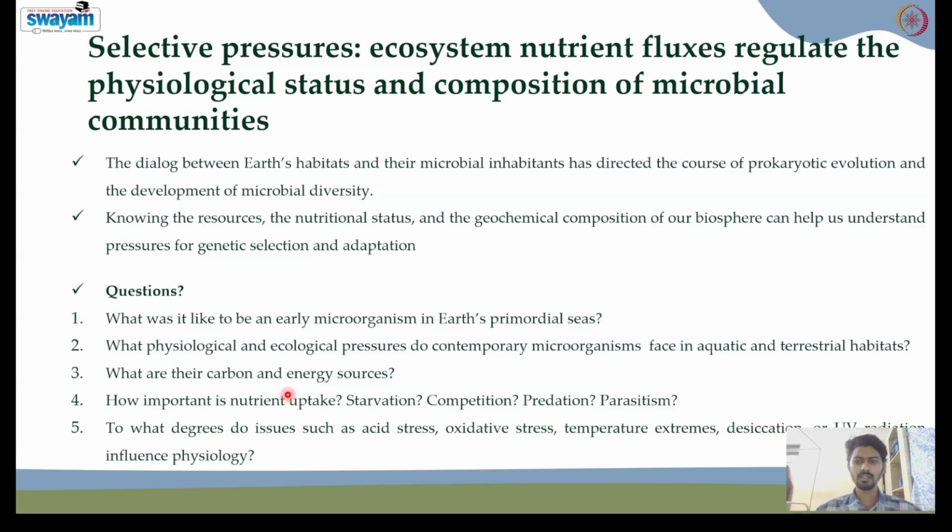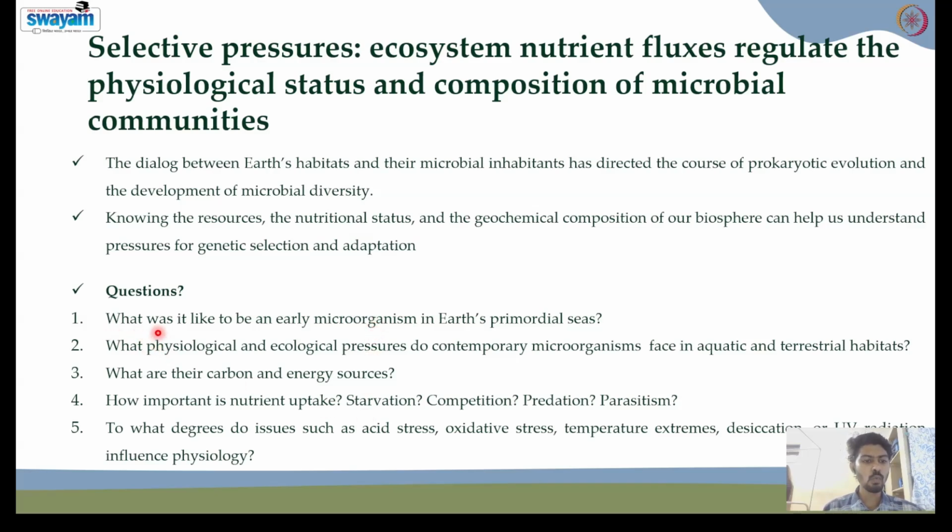The first thing you need to understand is that in any environment, you need to understand what all the resources are that are available in the environment. And next is the nutritional status of that particular environment and the geochemical composition of our biosphere. These three important aspects help us to understand the pressure for genetic selection and adaptation. Before moving on to the core concept, we have to ask these questions in order to understand ourselves.